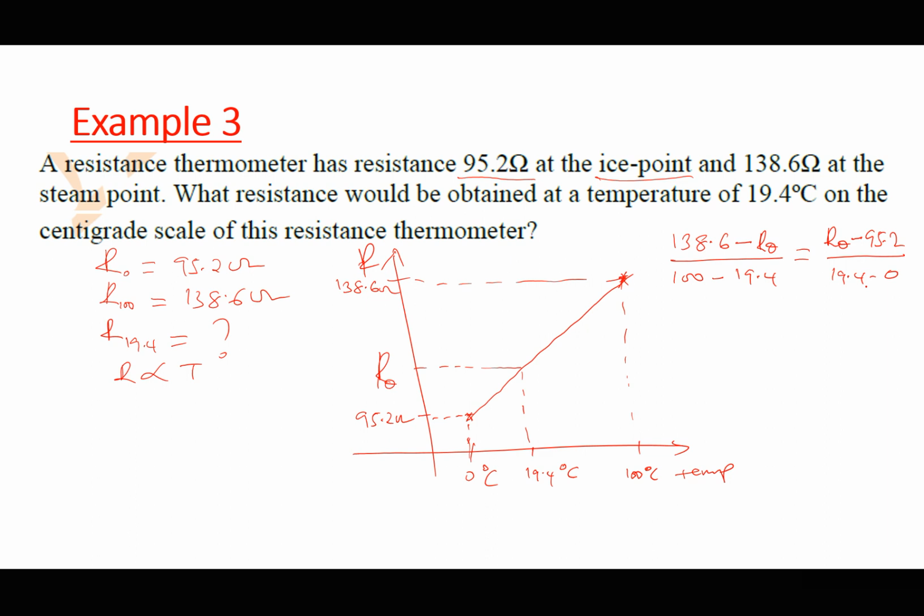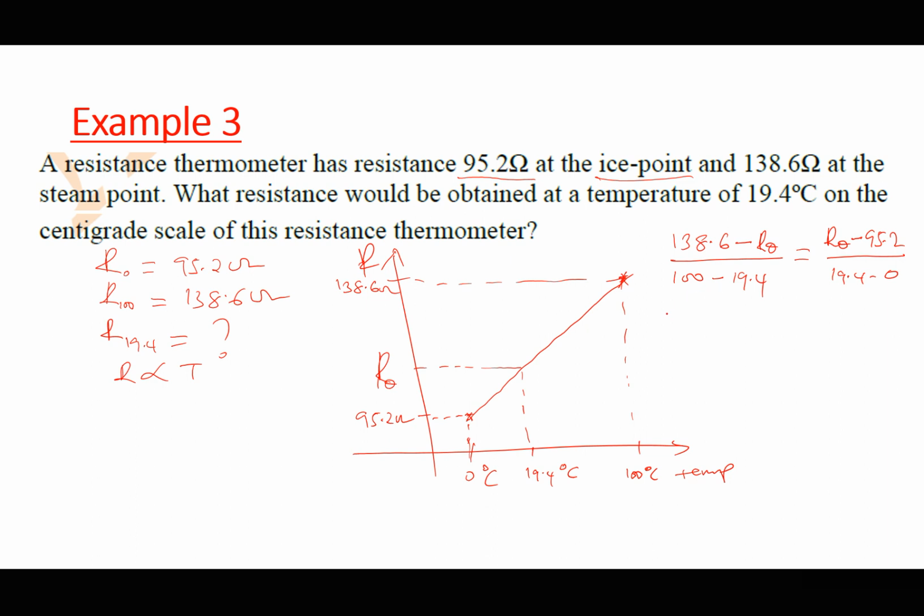There's a challenge here. This is 100 minus 19.4, so we have 138.6 minus R theta over 100 minus 19.4. I think that is correct. Then the other one is going to 0, yes. So we are making R theta the subject. Let's just cross multiply this. It is quite long, but we shall bear with it.